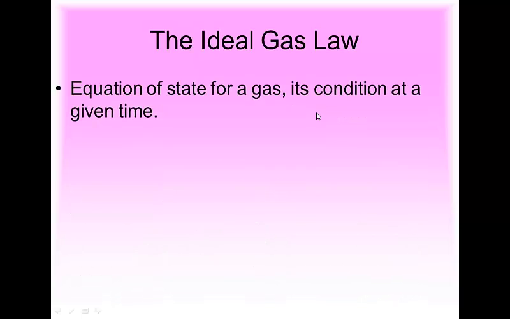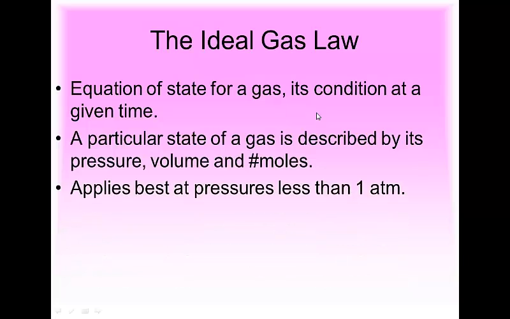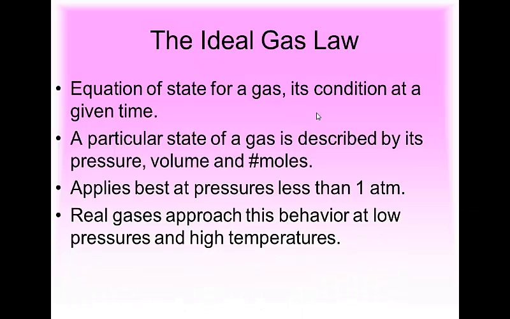Alright, what's it used for? It can be an equation of state for a gas. That means its condition at a particular point in time. A particular state of a gas is described by its pressure, volume, and number of moles. It applies best at pressures less than 1 atmosphere, because that's when gases act ideally, and you can use the ideal gas law. Real gases approach this ideal behavior at low pressures and high temperatures.